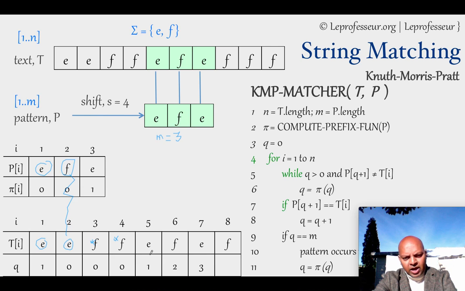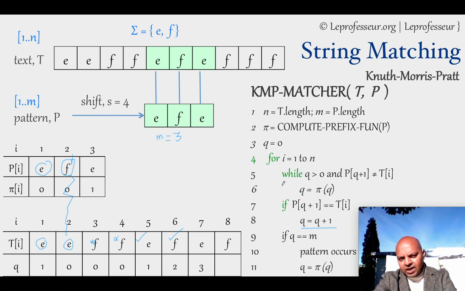Now we move on to i equal to 5. You see here, when i equals 5, t of i is e, which matches the pattern. When it matches, we simply increment the value of q at line number 8. We move on to the next one. Now the value of q is greater than 0, so we execute line number 5. q is 1, greater than 0, and p of q plus 1, p of 2, is f. Whether it is equal to t of i, which is 6, means f, then we increment.